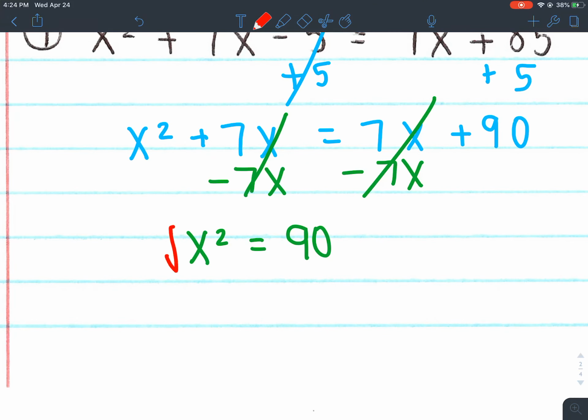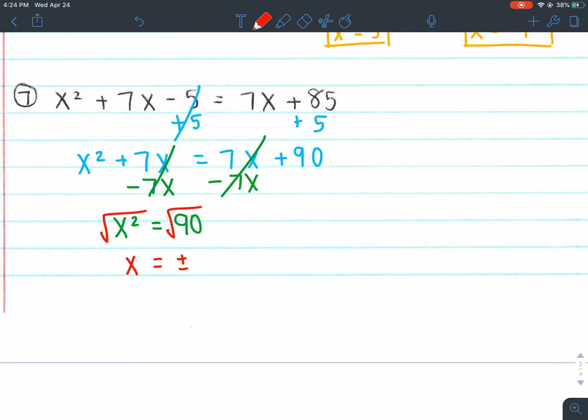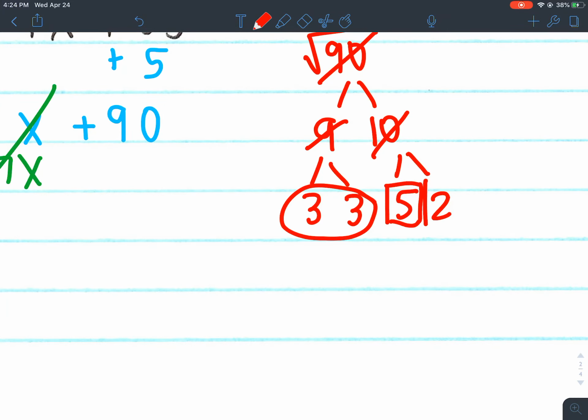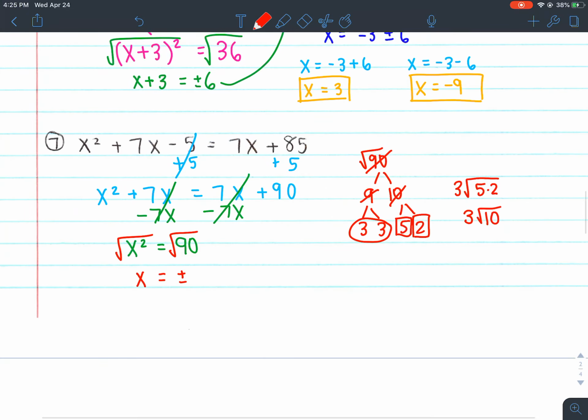At this step, I have x squared all by itself. I have something squared by itself, so I can square root. And when I square root, I know I'm going to have an x equals. And I know when I take square root of 90, I'm going to have 2 answers. So I know I'm already going to have plus and minus. So I'm going to get that ready. And over here, I'm going to simplify the radical of 90. It's going to be 9 and 10, 3 and 3, 5 and 2. All right. So I have 1 pair, and I have 2 children here. So I have 3 square root of 5 times 2, which is 3 square root of 10.